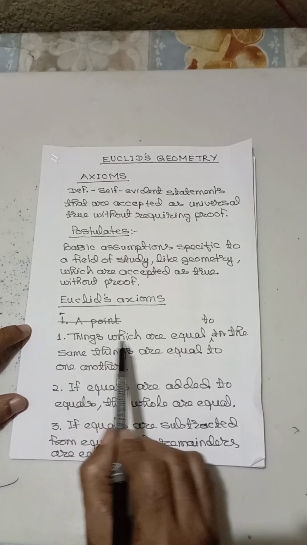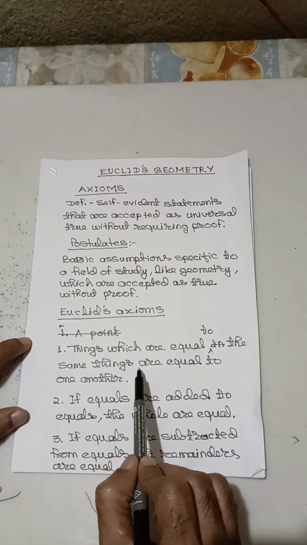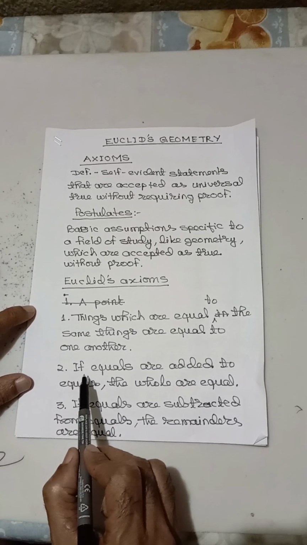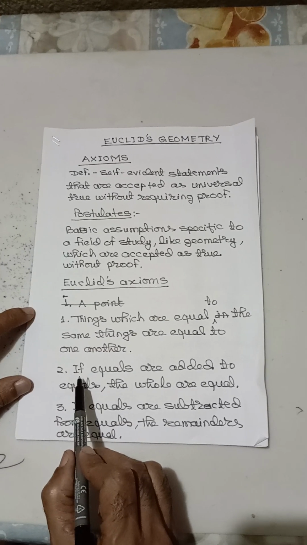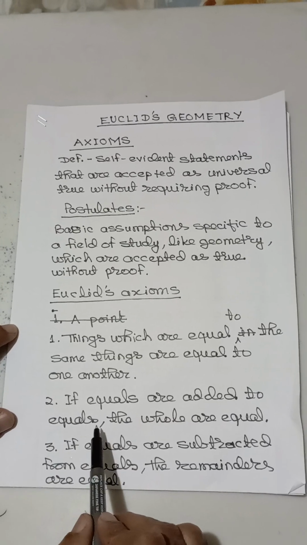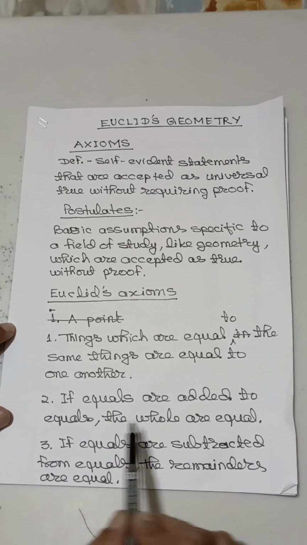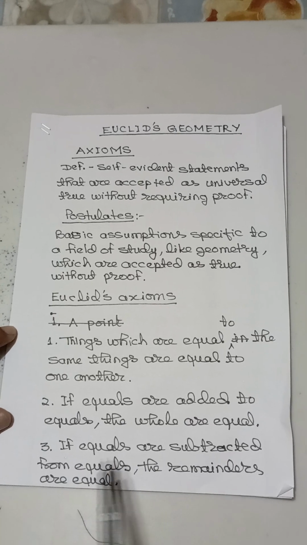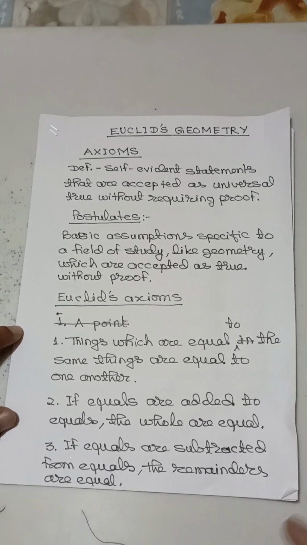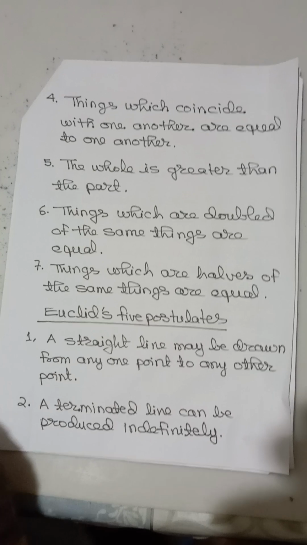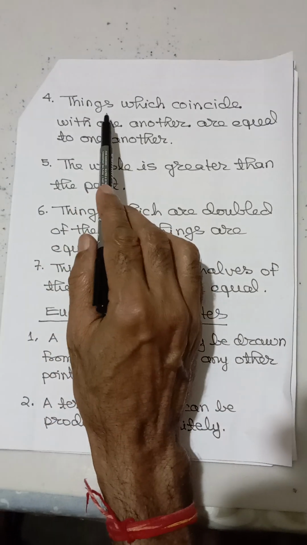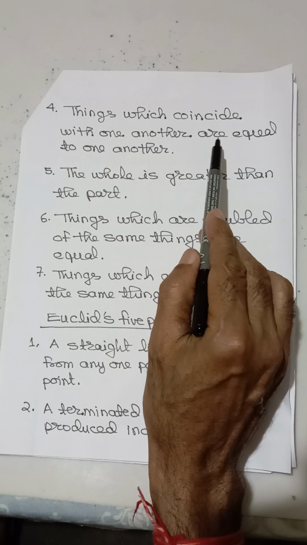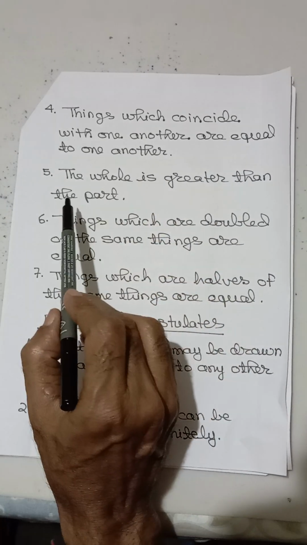First axiom is things which are equal to the same thing are equal to one another. Second axiom is if equals are added to equals, the wholes are equal. Third axiom is if equals are subtracted from equals, the remainders are equal. Fourth one is things which coincide with one another are equal to one another.